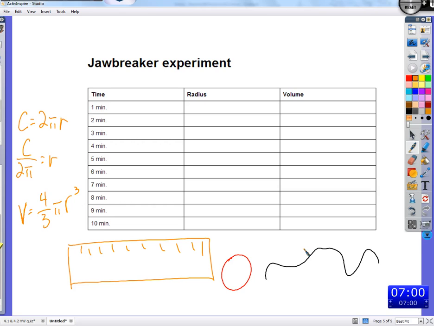Okay, so what we're going to do is I'll have a timer up here. We'll all put the jawbreakers in our mouths. We'll all have our own, so you don't have to work with a partner on this very gross lab. It's passed out in stages. You're responsible to pass those out. You can trade colors.